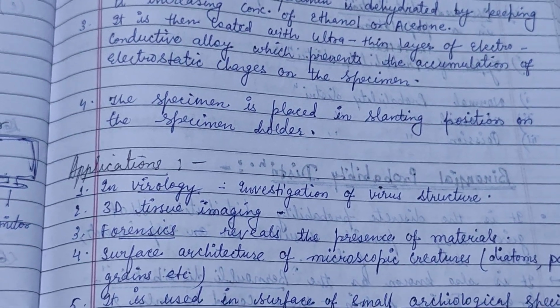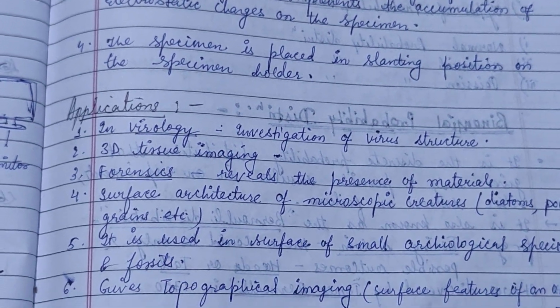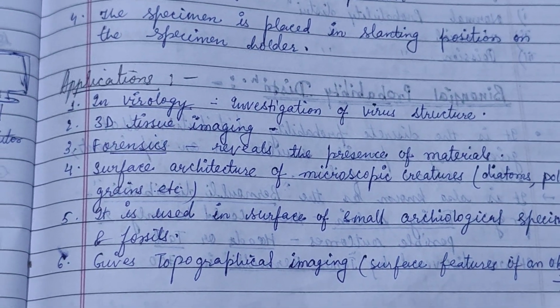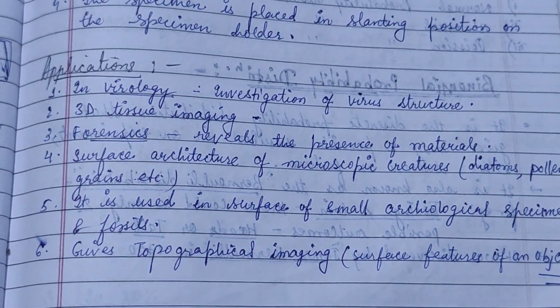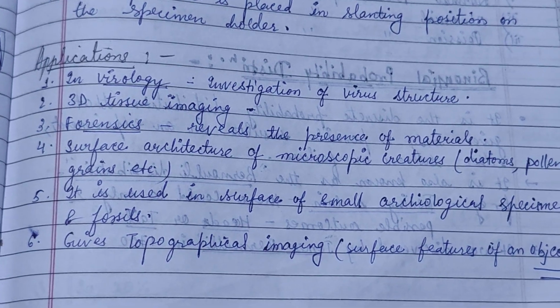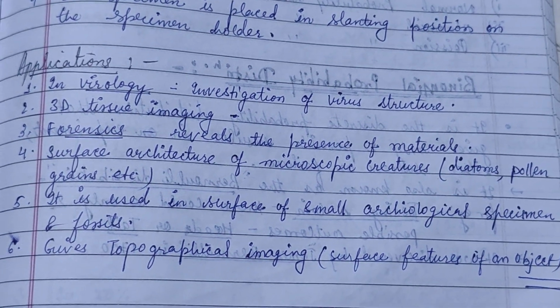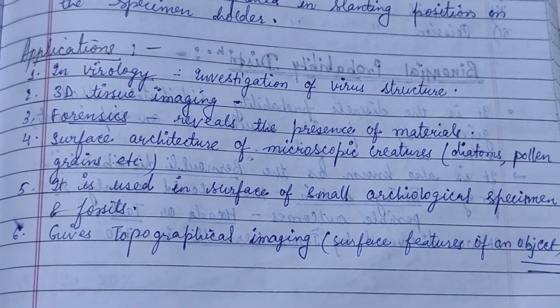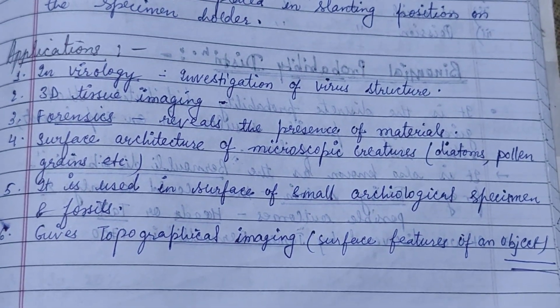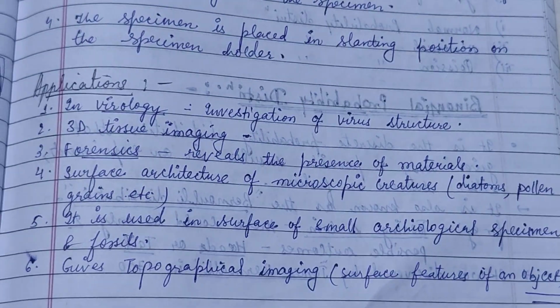Then the applications of the SEM: it is used in virology, in the investigation of virus structure, and in 3D tissue imaging. For forensic uses, it is used on the surface of small archaeological specimens or fossils, and gives topographical imaging and surface features of an object.